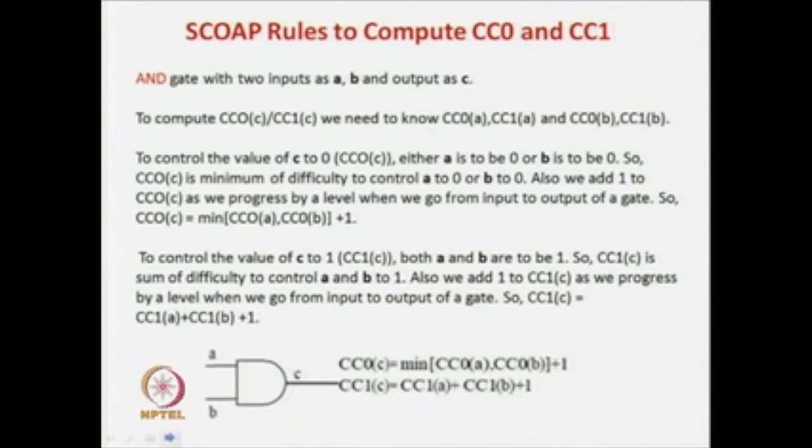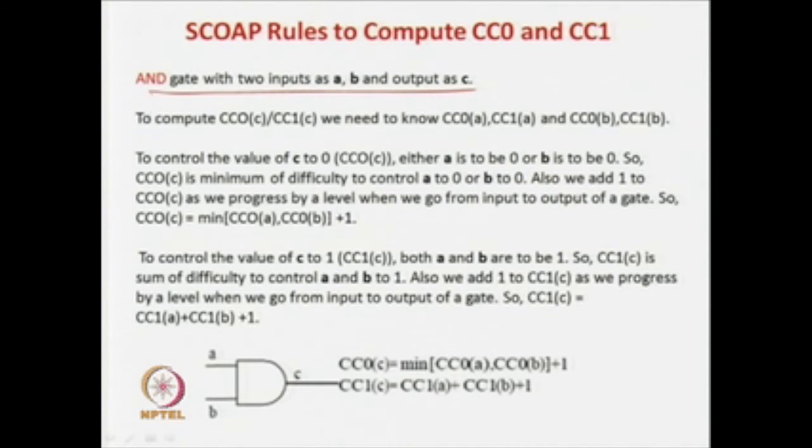Now, we will study these rules, because we said that with primary input controllability equal to 1 and primary output observability 0, we need to know how to propagate. For that we require some rules. So, let us see an AND gate with 2 inputs A and B and output C. These are the rules, we will see them later. Now see how difficult it is to control this C value to 0. C can be 0 when A is 0 or B is 0. If either of them is 0, then we know that this value is 0. So, how difficult is it to make C 0?